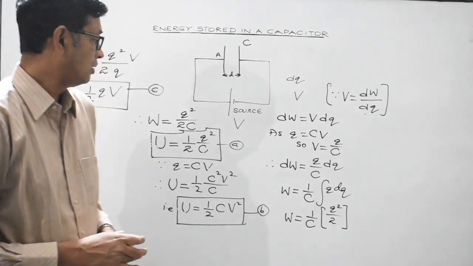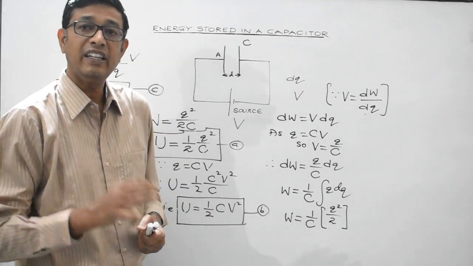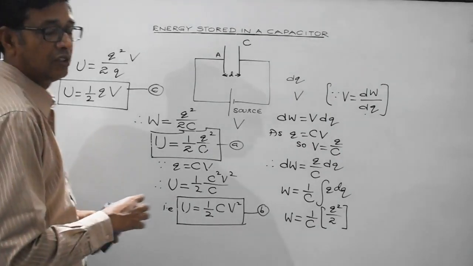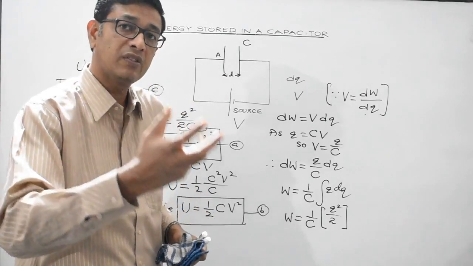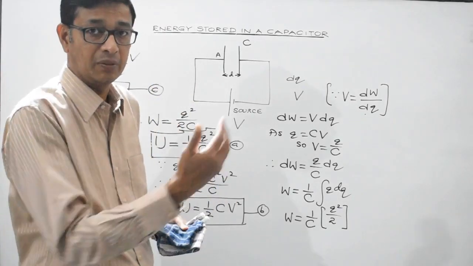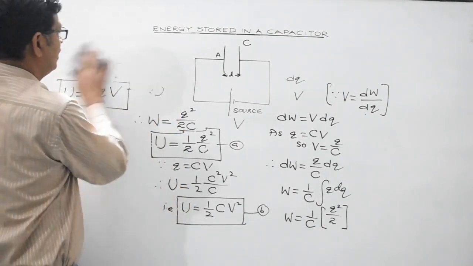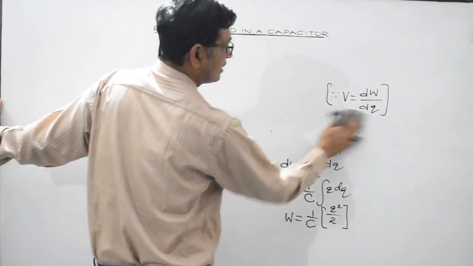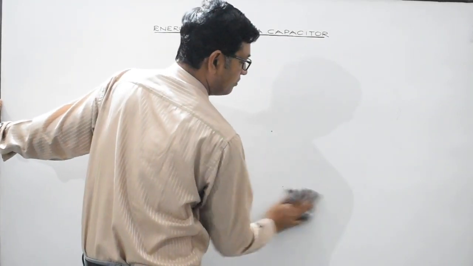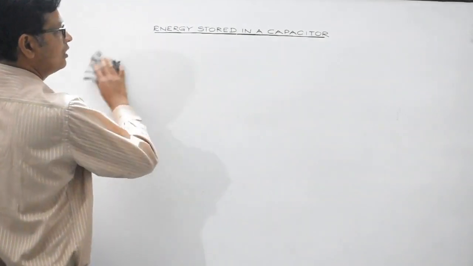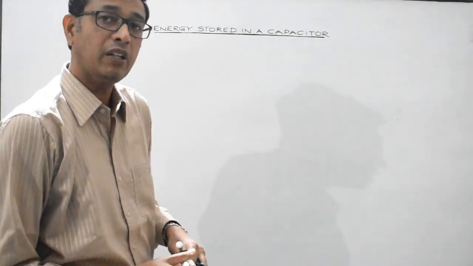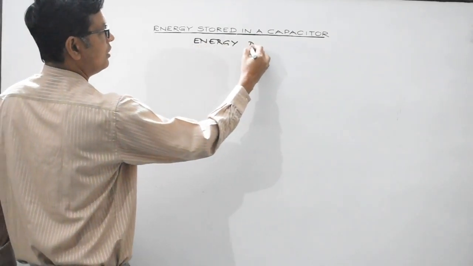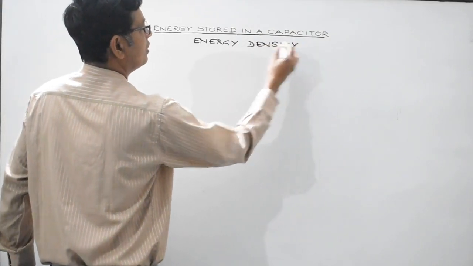Now we will discuss the energy density. Energy density is the energy stored in a capacitor per unit its volume. That is known as energy density, that is, density per unit volume. So let's find the expression for the energy density of a parallel plate capacitor. As I have stated, energy density may be defined as the energy stored in a capacitor per unit its volume.